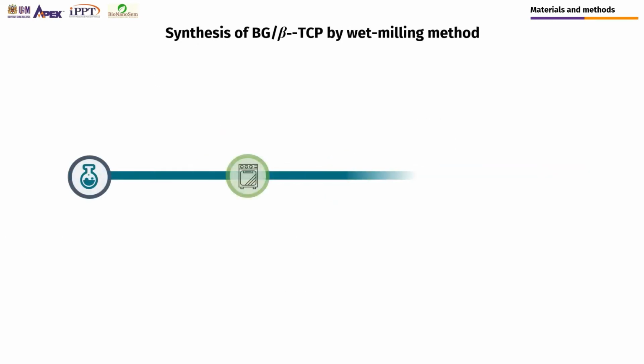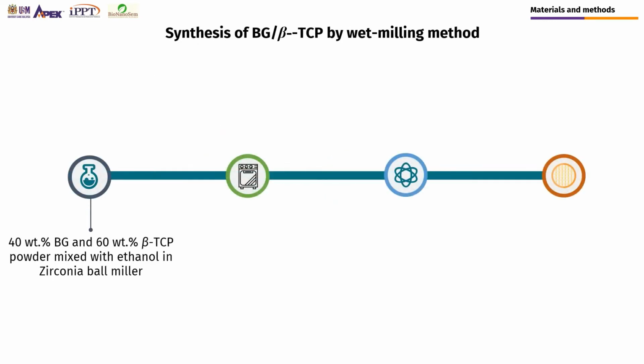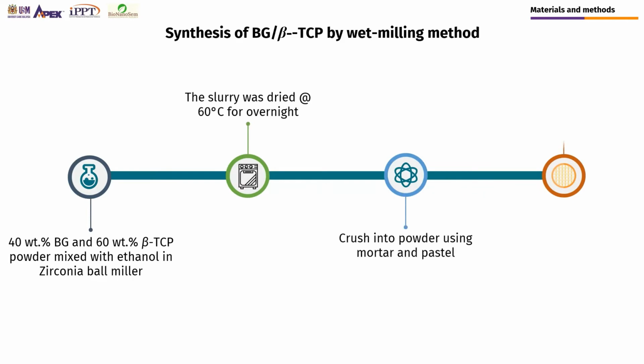To synthesize the BG beta-TCP composite by the wet milling method, 48% BG and 68% beta-TCP powder were mixed with ethanol at a ratio of 4:1 liquid to powder. The mixing was conducted using a zirconia ball mill at 200 rpm for 6 hours. Then the slurry was dried in an oven at 60 degrees Celsius overnight. The next day, the dried powder was sieved to achieve a particle size of less than 50 micron.